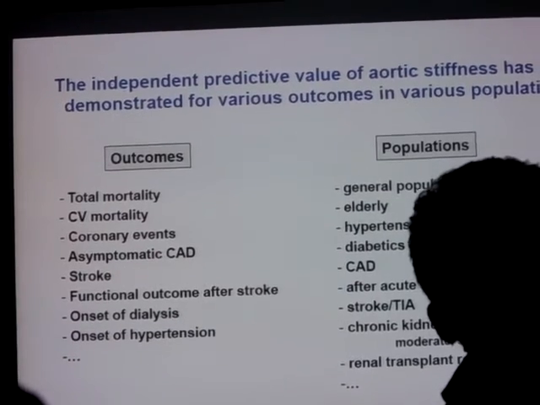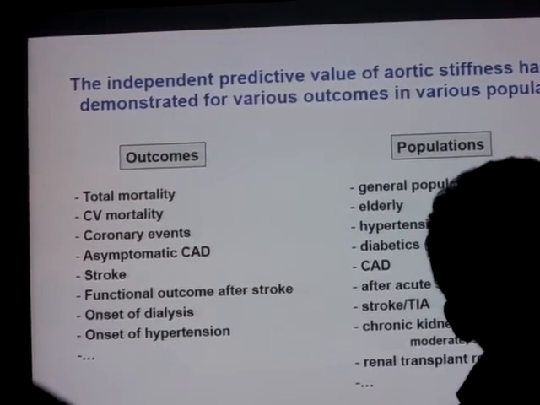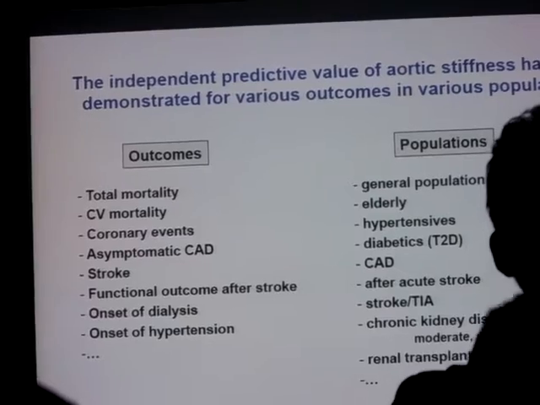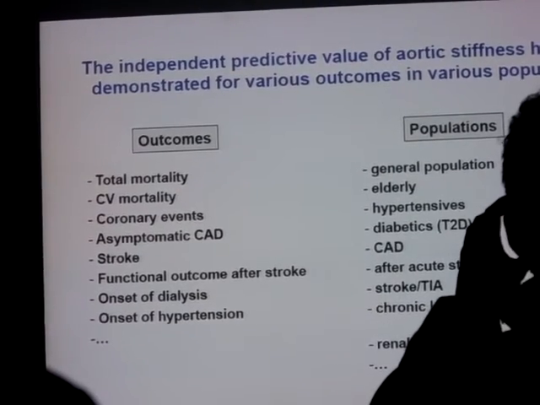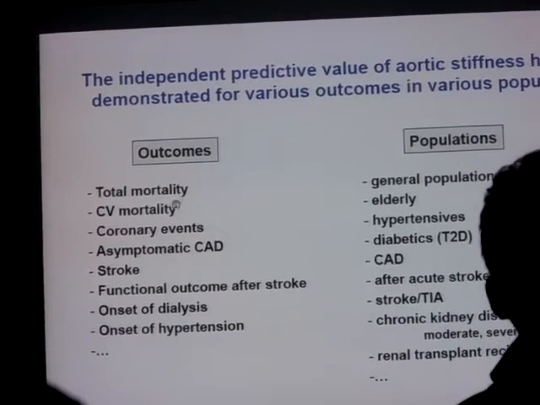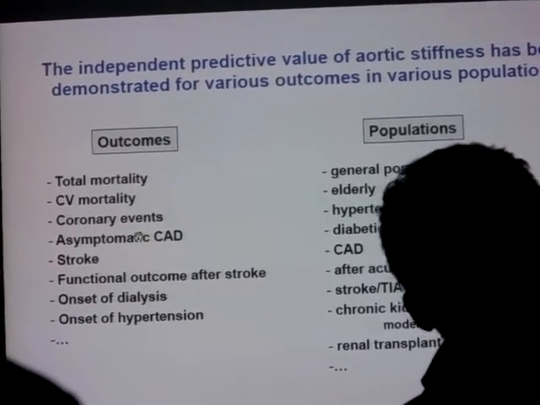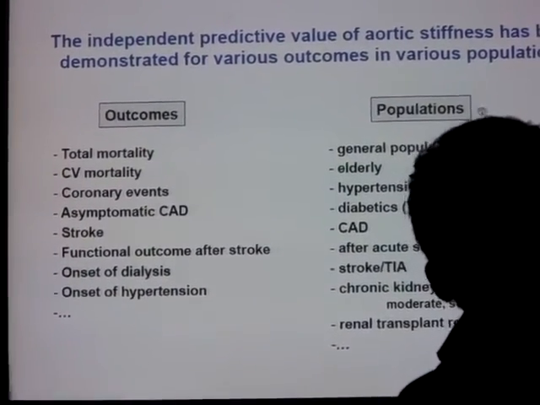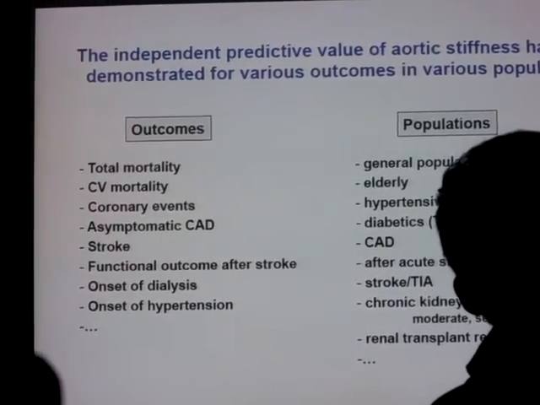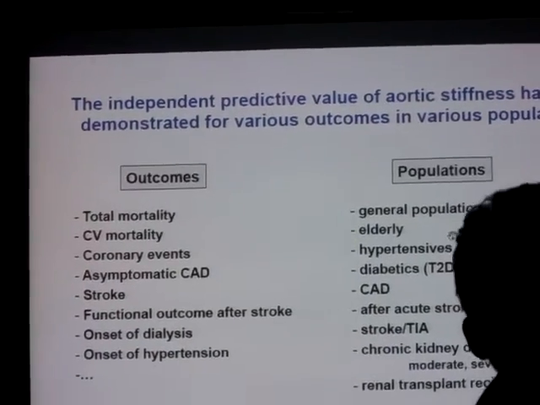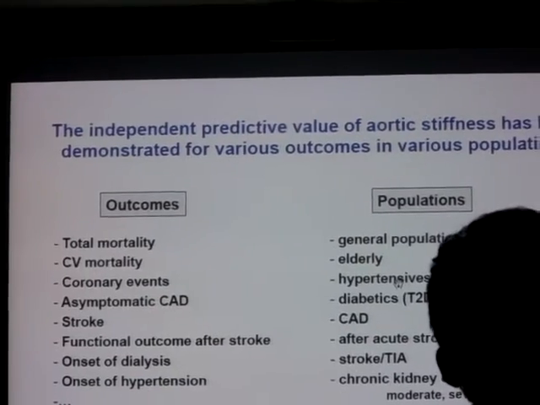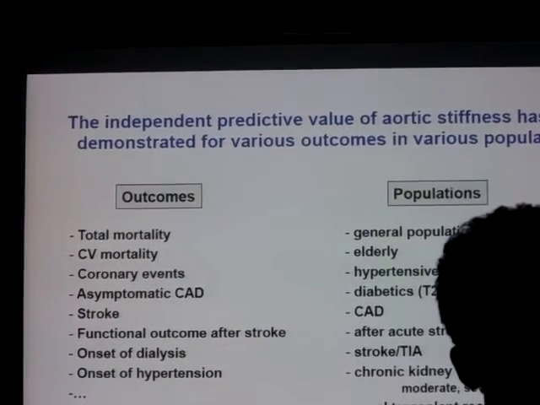So the predictive value of aortic stiffness has been demonstrated. Now it's well established for various outcomes. You have total mortality, cardiovascular mortality, coronary event, asymptomatic coronary artery disease, stroke, etc. And the various populations, general population, elderly, hypertensive, diabetics, etc. So it is well accepted.